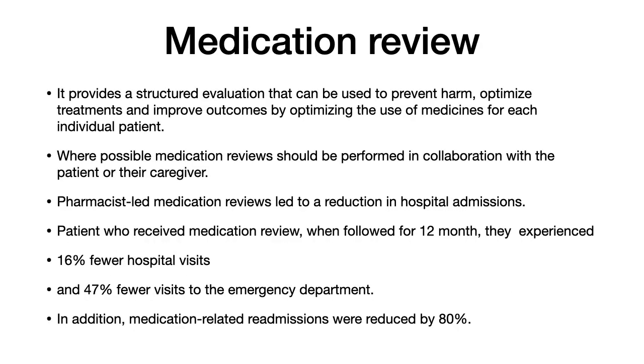One of the ways to help is to do a medication review. It provides a structured evaluation that can be used to prevent harm, optimize treatment, and improve outcomes by optimizing the use of medicine for each individual patient. Where possible, medication review should be performed in collaboration with the patient and caregiver. We should involve them, get them engaged, so you can learn from them, and you can educate them and teach them.